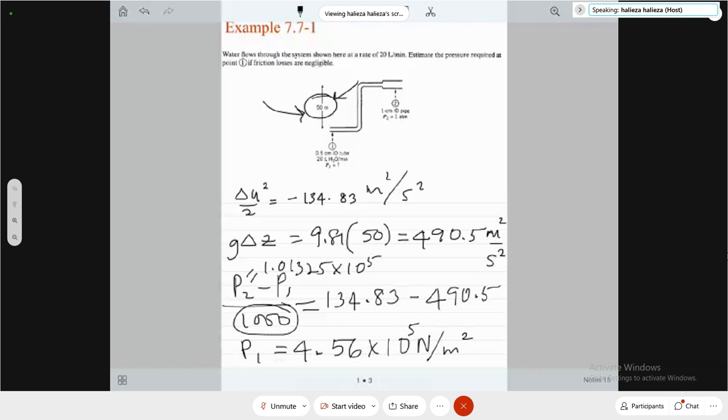So the problem just now, the height was too low. That's why we get a negative value, but it doesn't make sense to get a negative value, isn't it? P1 should be greater than P2. For this problem, P2 is 1 ATM. So P1 is about 4.5 ATM, 4.56 ATM. We got negative in that problem just now because the height is too low. It's only 2 meters.